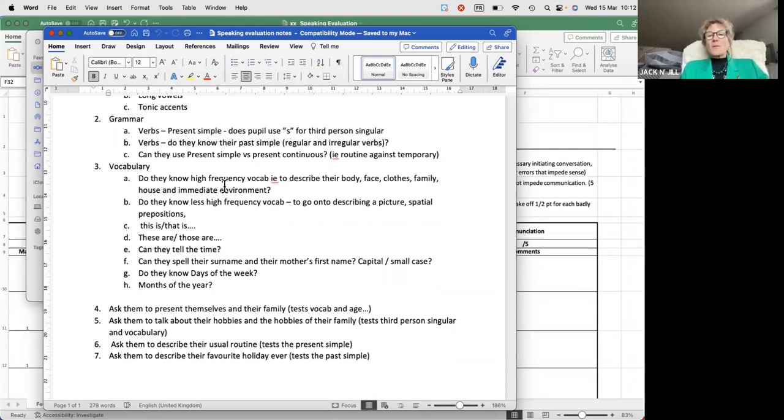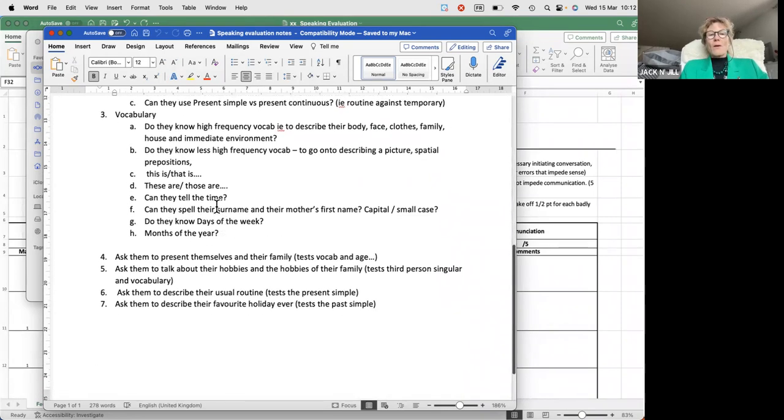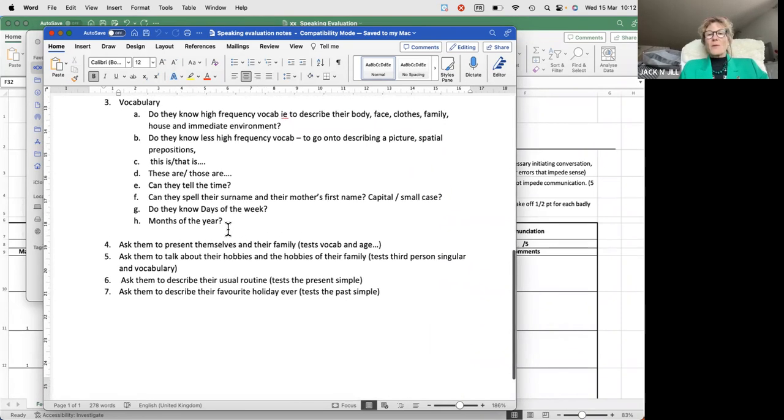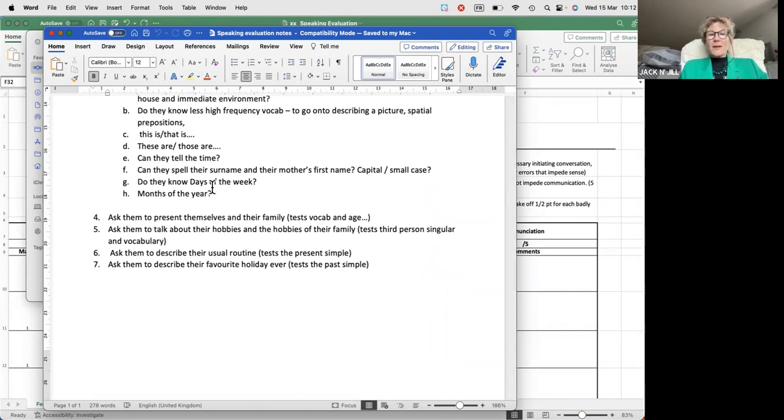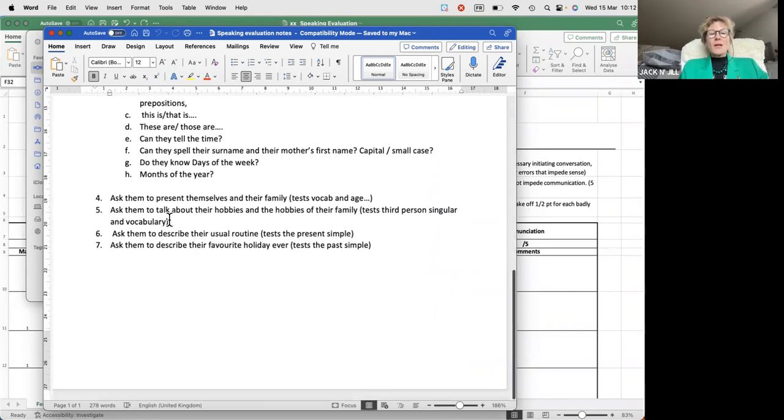And then in vocabulary, we need to know, first of all, do they have the high frequency vocabulary for their body, face, clothes, family, house, and immediate vocabulary environment? And then we will try and go on to less high frequency vocabulary, for instance, maybe describing a picture or going further beyond their immediate lives. All right, these are the things to look out for, but we would be wanting to know whether they can manage. Okay, so we have some typical questions that you're going to ask them, which will help us cover all of these points.